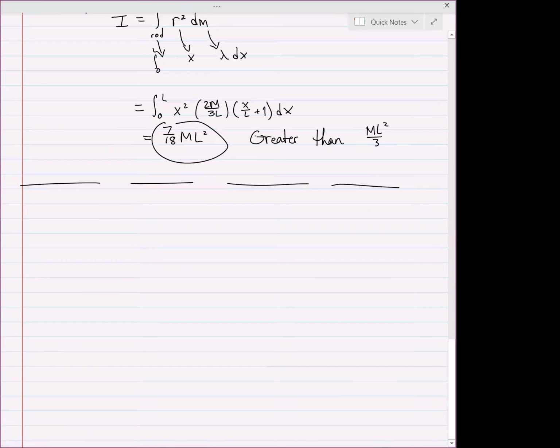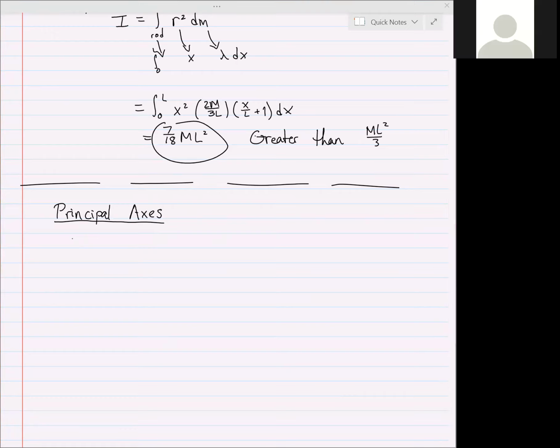So we're going to talk about something slightly unrelated, which is this idea of principal axes. So real objects, like objects in the real world: phone, pen, pocket knife. Let me turn my video on for a minute. Real objects are three-dimensional, right?